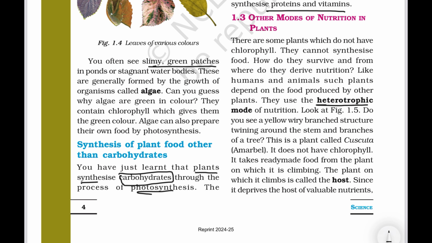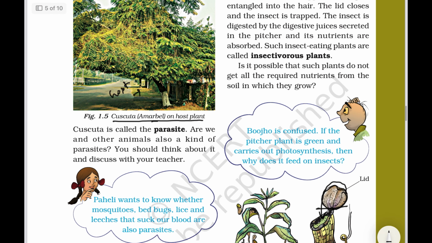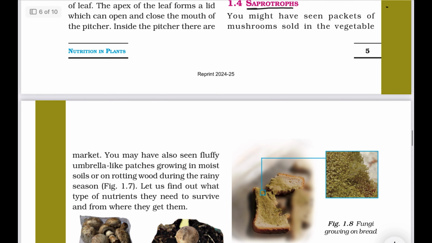Now in our previous class we talked about heterotrophic mode of nutrition in detail. In heterotrophic mode of nutrition, organisms are not able to make their own food. Why? Because they have no chlorophyll, and we saw many examples of heterotrophs. So today we will discuss saprophytes in detail.